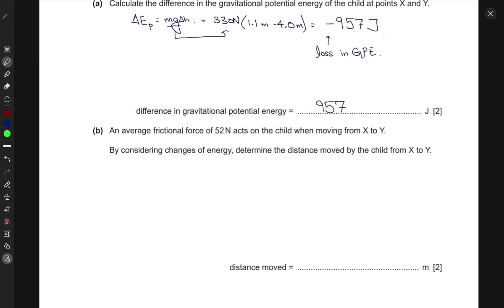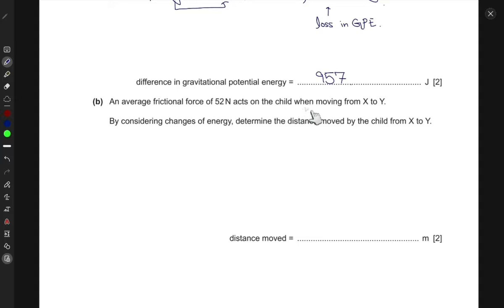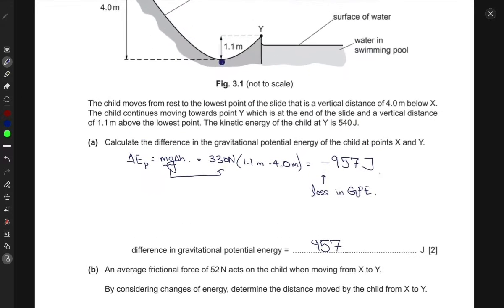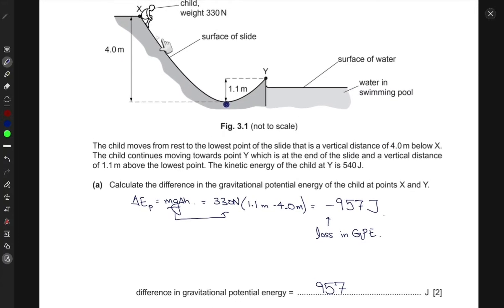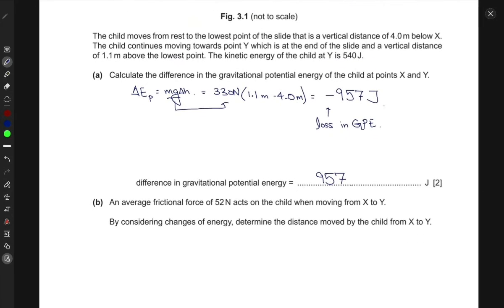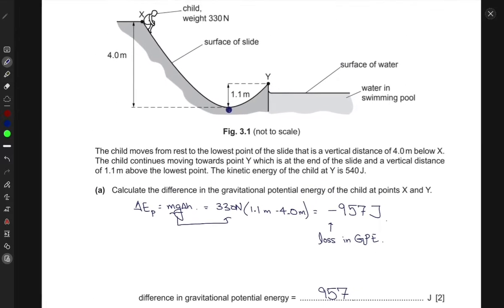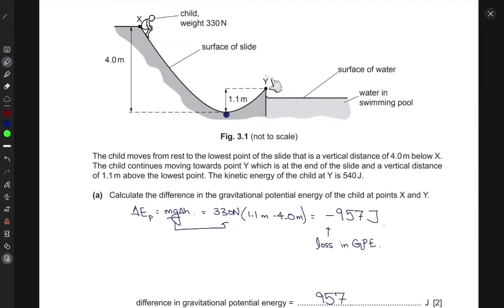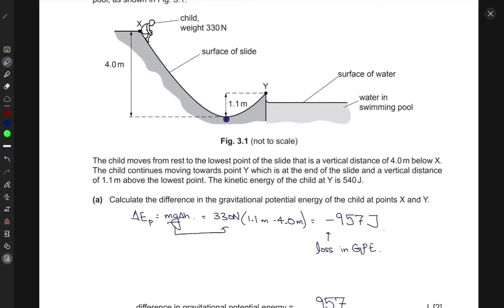Next part: an average frictional force of 52 newtons acts on the child when moving from X to Y. So when he's moving from X to Y, obviously there should be some frictional force acting on him as he's sliding across this, and that frictional force is given as 52 newtons. By considering changes of energy, determine the distance moved by the child from X to Y. So we want to figure out how much distance he covers as he travels from X to Y.